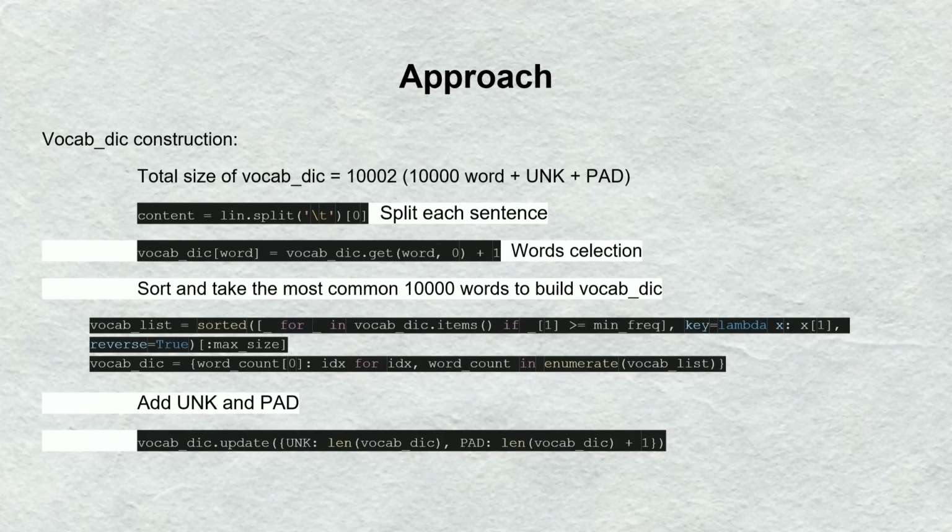First, we decided to build a vocabulary dictionary in order to transform the dataset into a form which the model can understand. The maximum size of the dictionary is 10,000, plus 1 unknown word token and 1 pad token to fill the empty positions. So it's a total of 10,002.